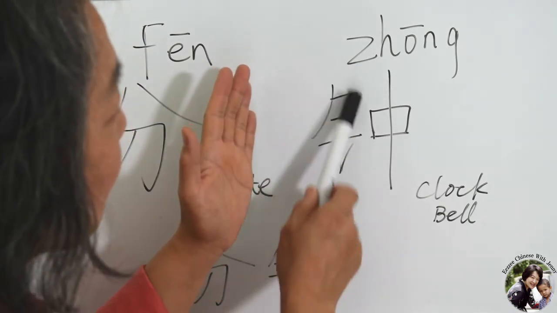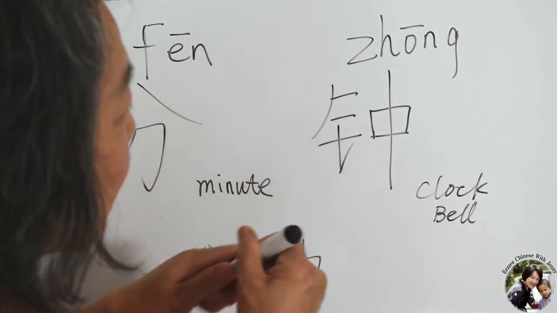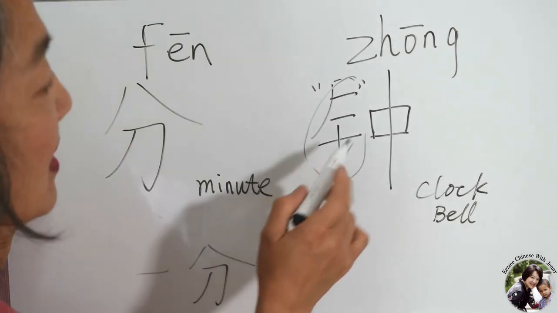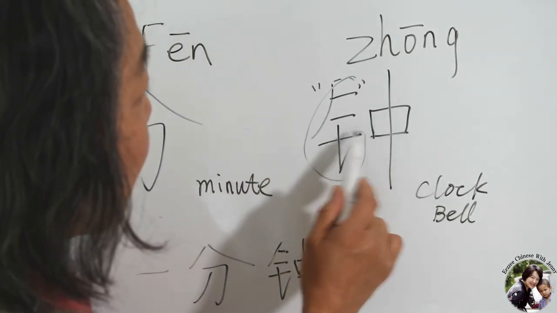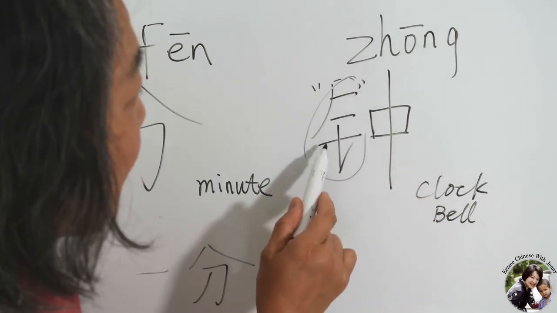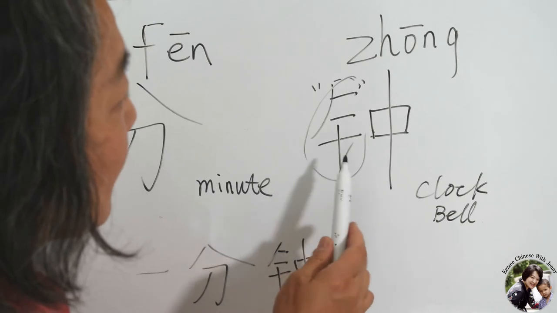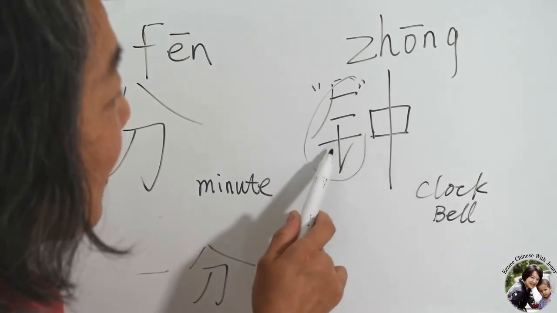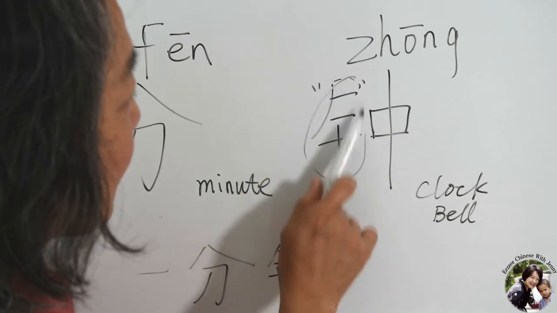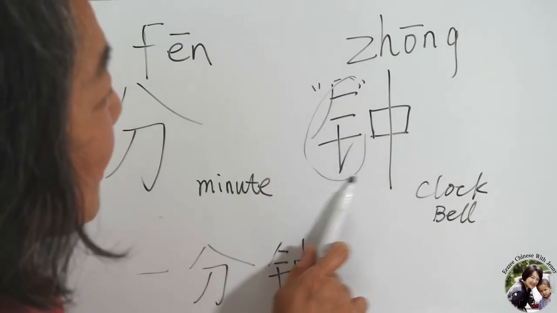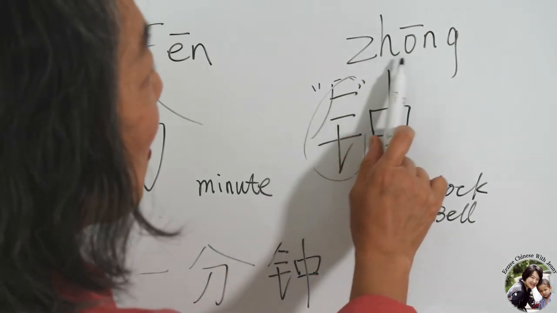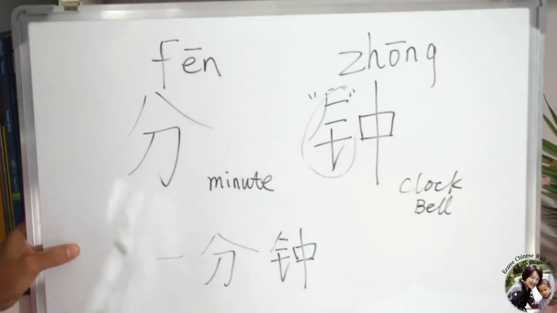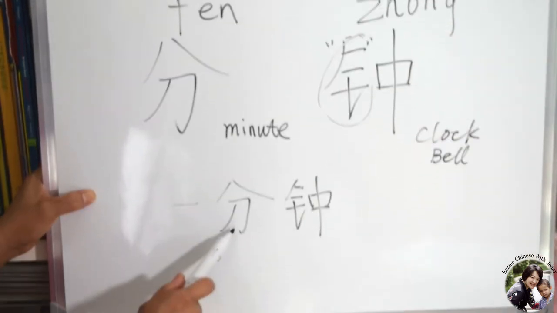And this part, the radical, gives the meaning. In future, if you see this part, it's always related to metal. In the past, this part gave you the pronunciation, this part gave you the meaning, and it means a clock or bell, because in the past bells were normally made of metal. Together it is pronounced 钟, means clock or bell. One minute in Chinese is 一分钟.